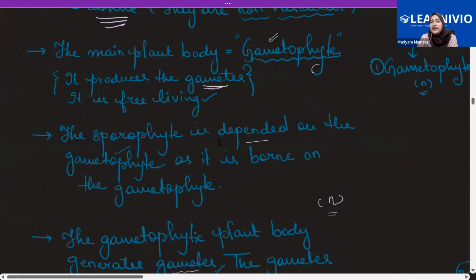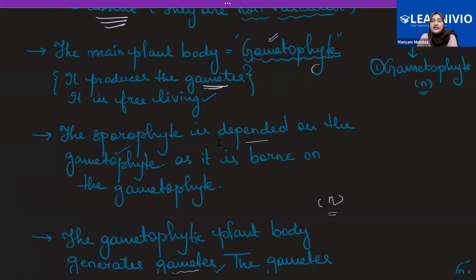So in them, the main plant body is gametophytic and it produces the gametes and it is free living, meaning it is not attached to anything else. It is free living. Whereas when we talk about the sporophyte, so the sporophyte is also found in them. So it's like their plant body sort of alternates between gametophyte and sporophyte. Both the types of plant body are found in them. Okay. So the sporophyte is dependent on the gametophyte. It is not free living. Whereas the gametophyte is free living.